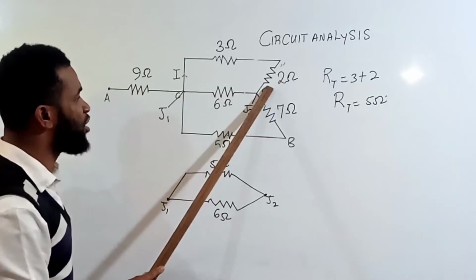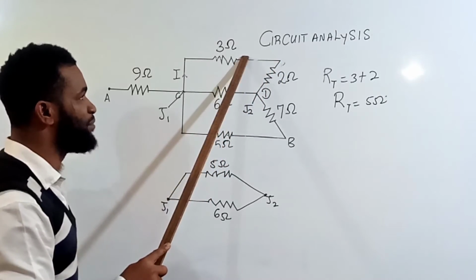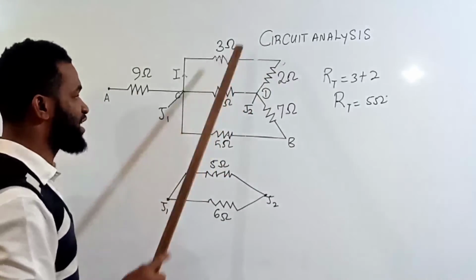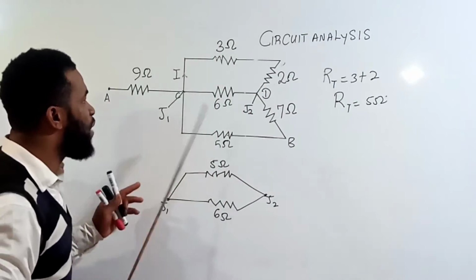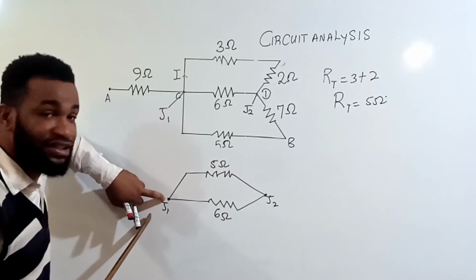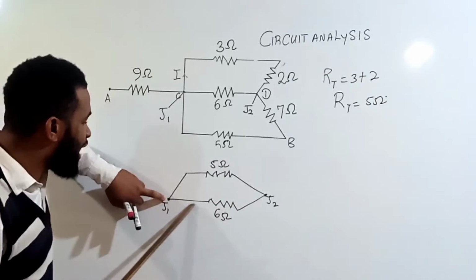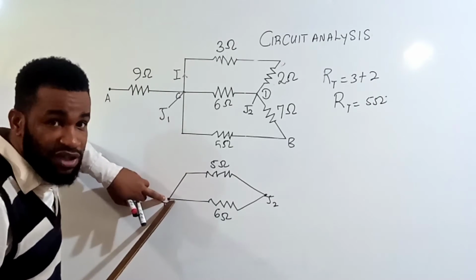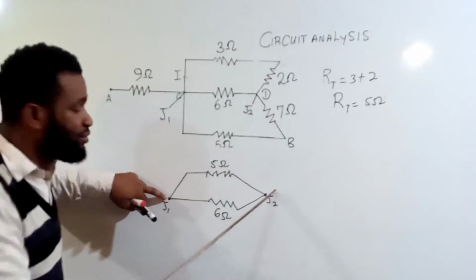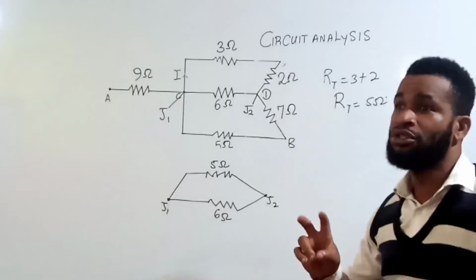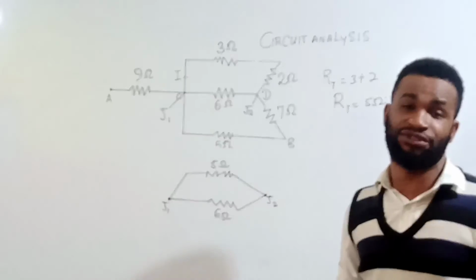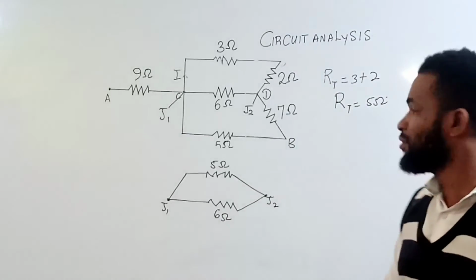This and this, because they are in the same wire connecting them and they are not sharing any junction, the two of them combined together can be 5. Now, but what happens is that this 5 has one leg at junction J1 and the 6 has the same junction J1. Then the 5 puts its other leg in J2 and the 6 puts its leg at the same junction. The two junctions are being shared by the 5 and 6 ohm resistors. So we say they are in parallel.